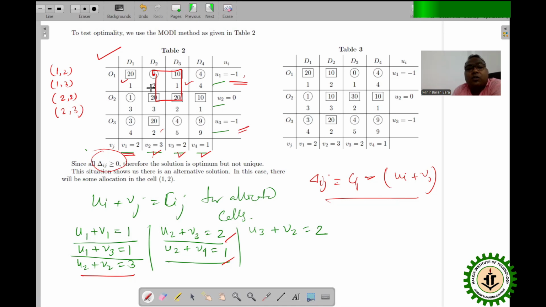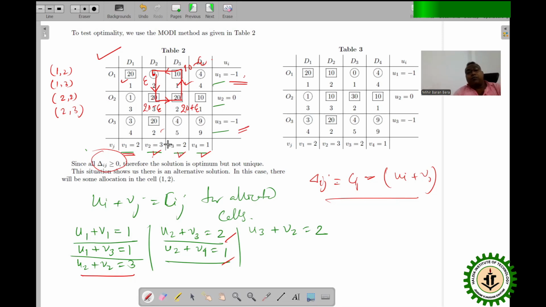So let us direct it by this. So here, these 3 cells are forming a loop with this cell. Now, what will be the amount here? If the amount is epsilon here, then this will be 20 minus epsilon, this will be 20 plus epsilon, and this will be 10 minus epsilon.